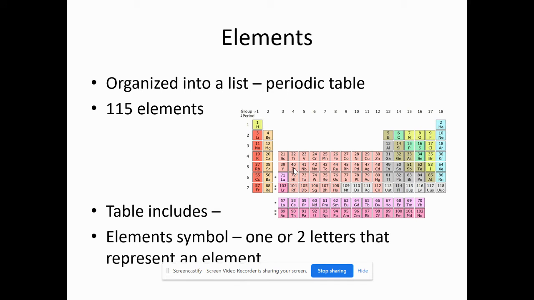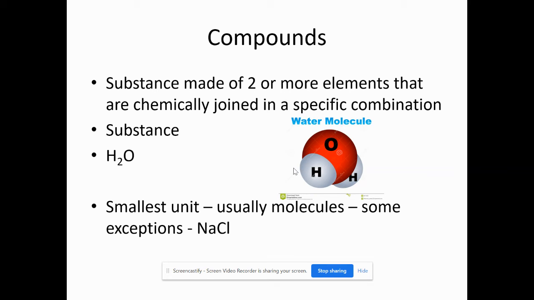Elements are organized into a list, and that is called our periodic table. The periodic table includes 115 elements, and that table includes our element symbol, which is 1 or 2 letters that represent an element, and it also gives us some information about the element.